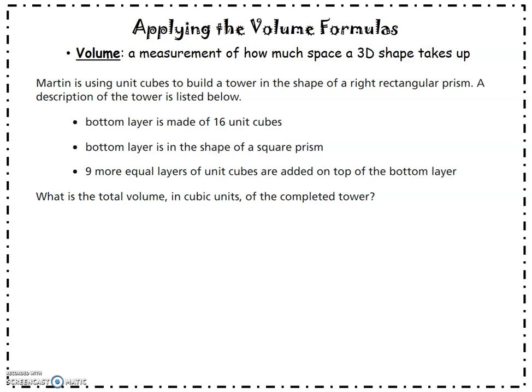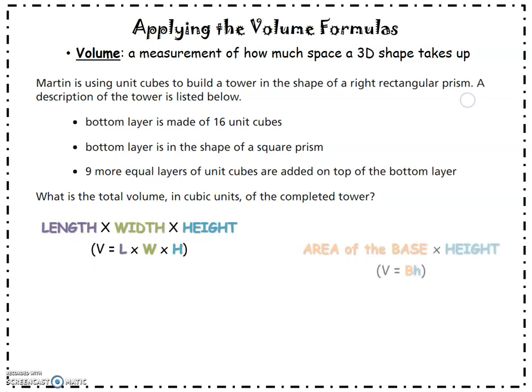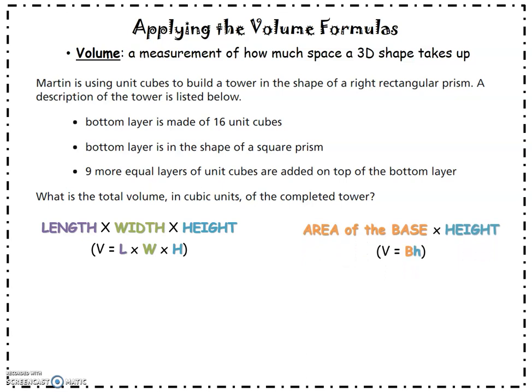So let's go back through line by line and figure out what each sentence is helping me discover so that I can solve. So the first sentence reads, Martin is using unit cubes to build a tower in the shape of a right rectangular prism. Well, the right rectangular prism part is important because that reminds me that I'm going to need to use a formula for volume. And remember, we have two formulas, either length times width times height or area of the base times the height. I'm not sure yet which one is going to be most helpful, so let's go on to the next sentence and the clues.